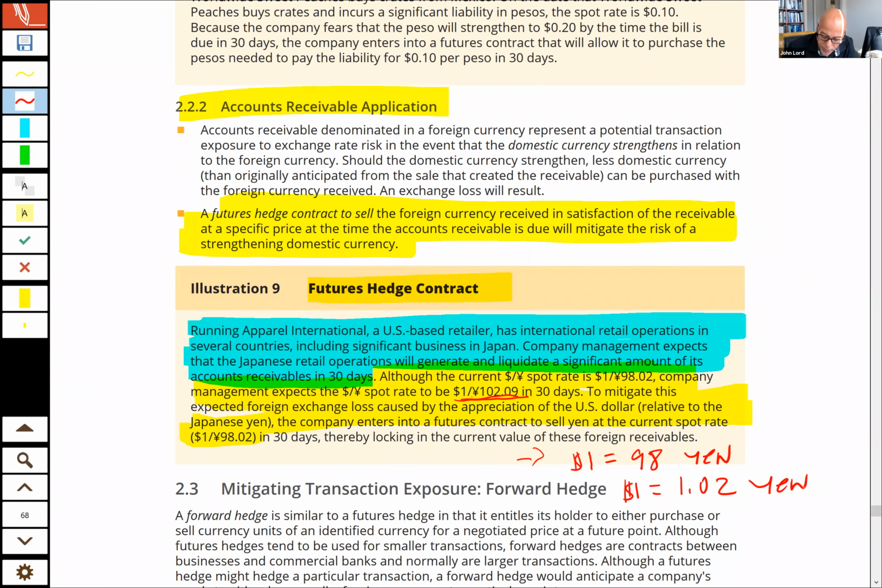So in 30 days, they're saying, well, we're going to have a loss at some point in time because we're going to be getting back yen that aren't valued as much against the dollar. So they lock in this price to control that risk that there's going to be that fluctuation against them. Okay, good.